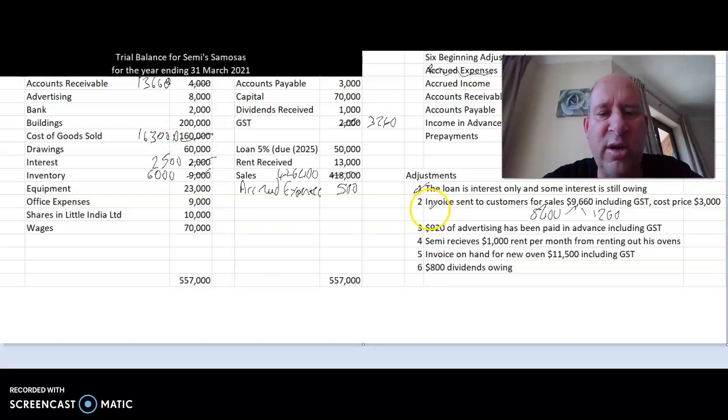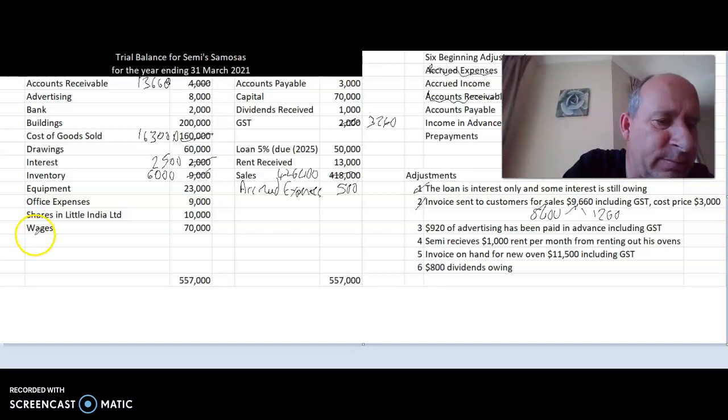Nice. That was a tricky one. Again, rewind it and go back and check it if you're stuck. Number 3, we've got 9,200 of advertising that has been paid in advance, including GST. So expense paid in advance is called? Good. Prepayments. What side does prepayments go? Where are you going to write it?